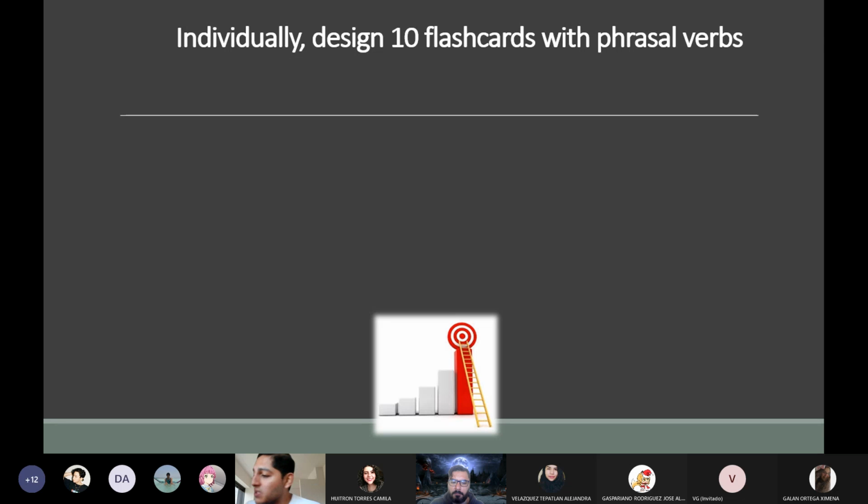One more piece of homework, okay? Design 10 flashcards for phrasal verbs. Which ones? I'm going to tell you in a minute, because we have, let's say, millions of phrasal verbs. What we need to do is to delimitate the ones we want to learn, because there are lots.